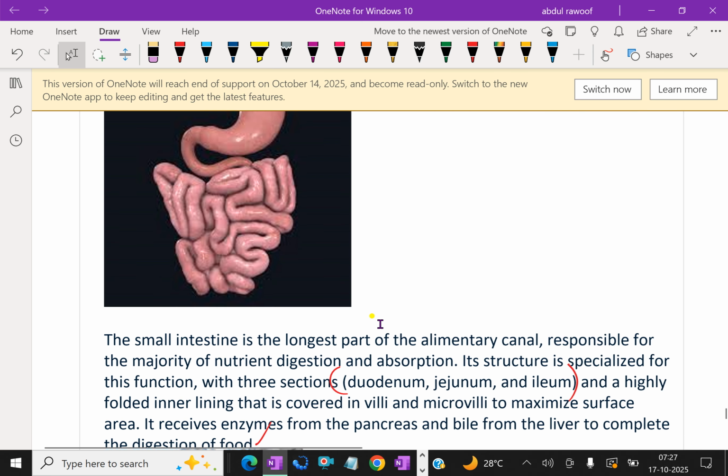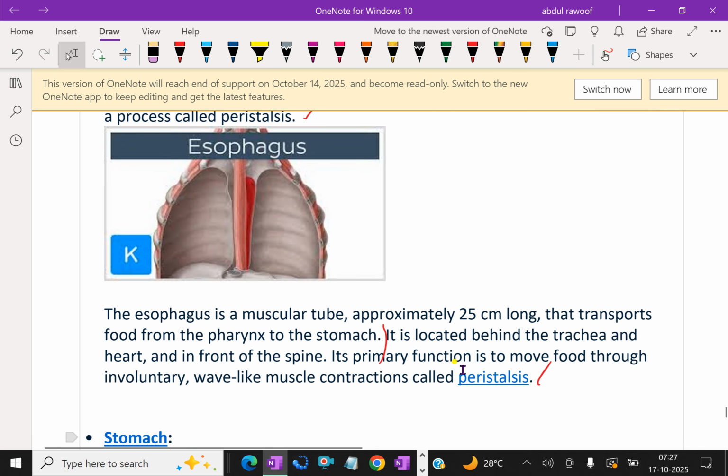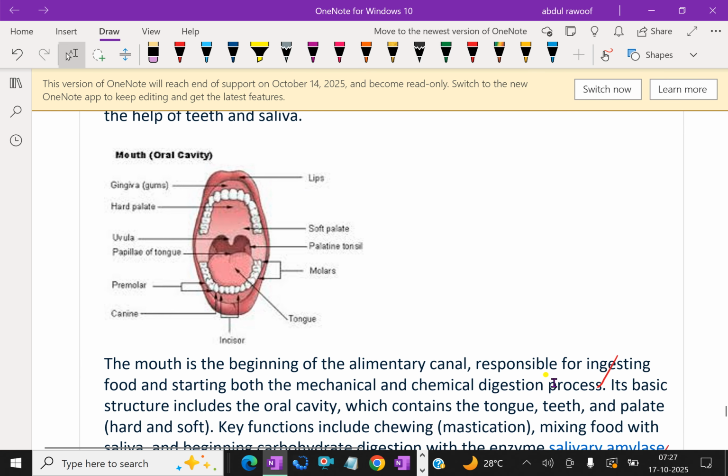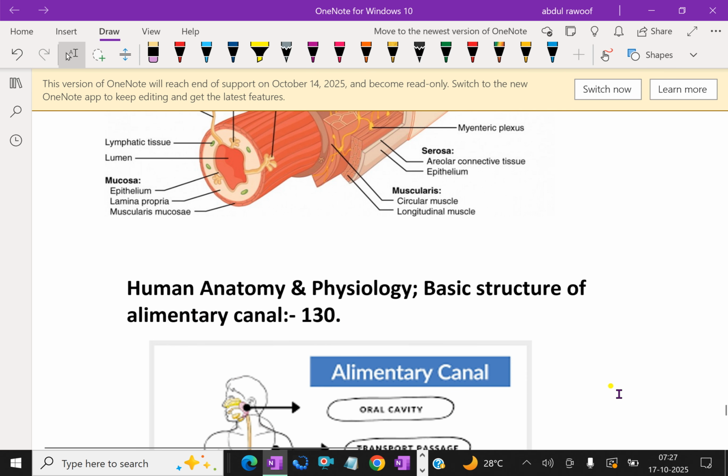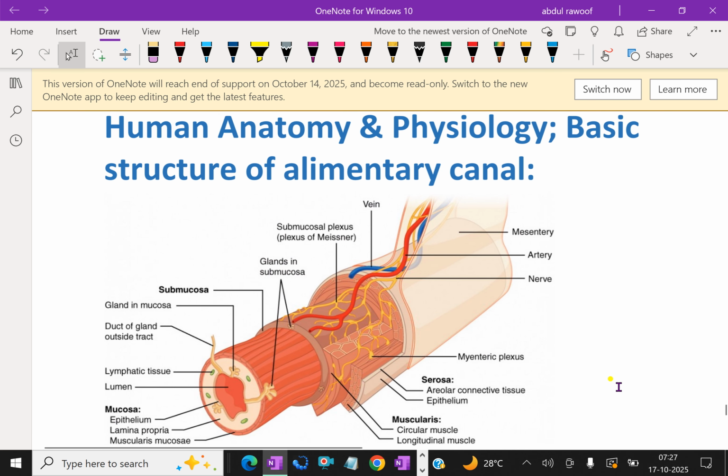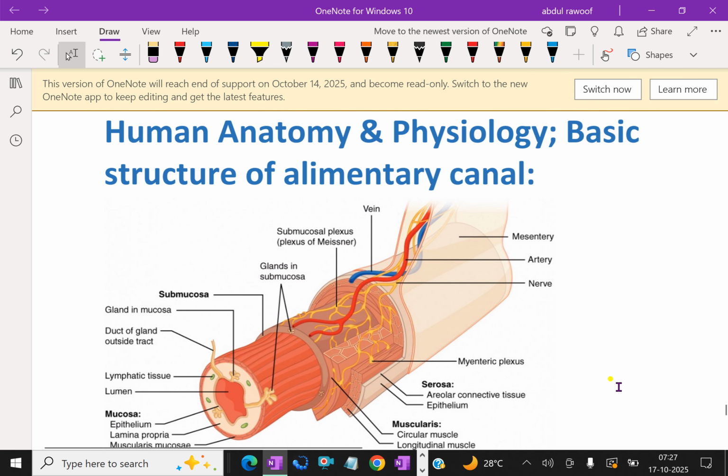So far, we discussed human anatomy and physiology, in that, the basic structure of the alimentary canal.